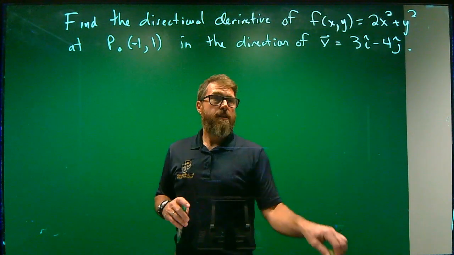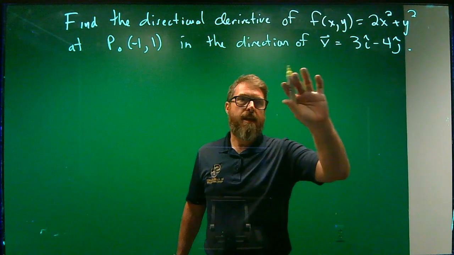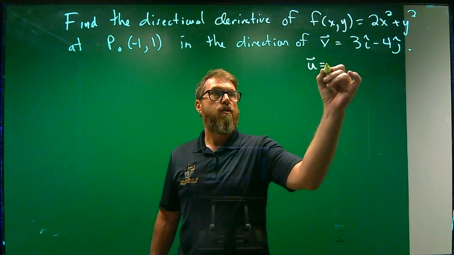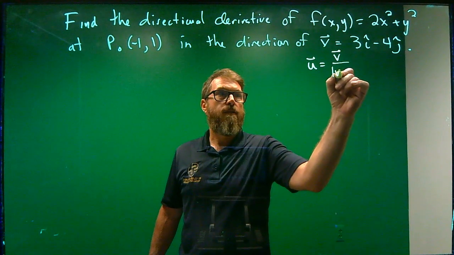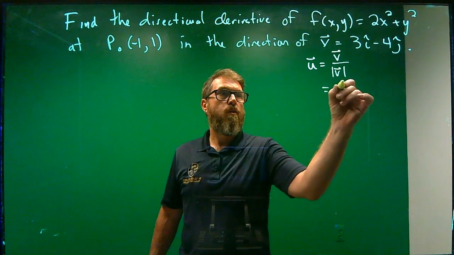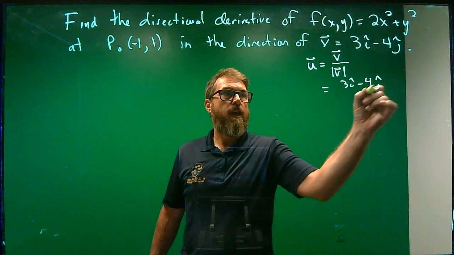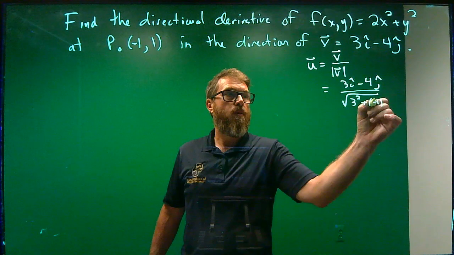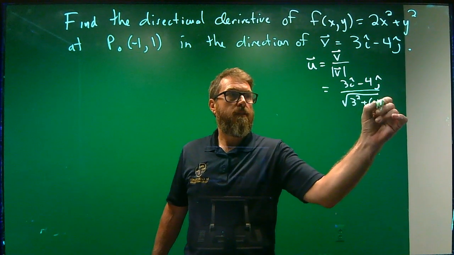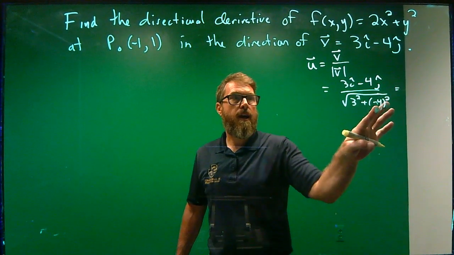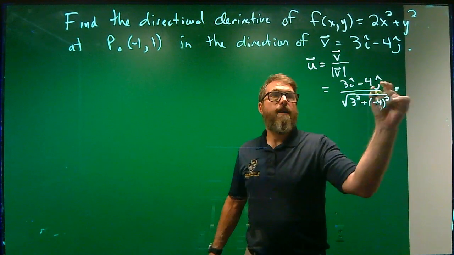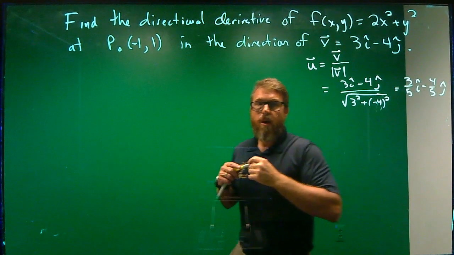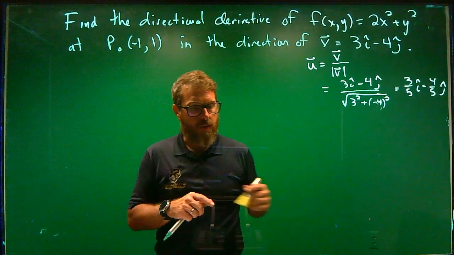So this example highlights the fact that a lot of times they don't give you a unit vector. So what we know is that our unit vector u is going to be equal to v over the magnitude of v. So this is going to be equal to 3i minus 4j, all over the square root of the sum of the squares of its components, so plus negative 4 squared. So this is going to be the square root of 25, which will be 5. So this will be 3 over 5 i minus 4 over 5 j. Okay, so that's going to be our unit vector.